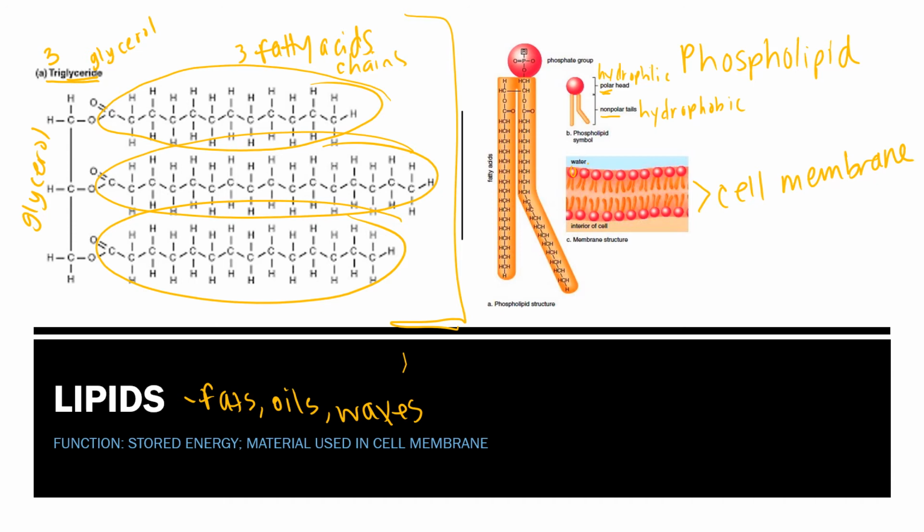All right, now let's look. What elements are we seeing? It's easier to look on the triglyceride because it's bigger. We have a C, an H, and an O, and nothing else. So the elements are CHO, carbon, hydrogen, oxygen, just like carbohydrates.